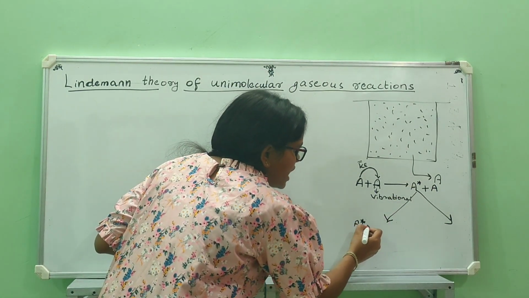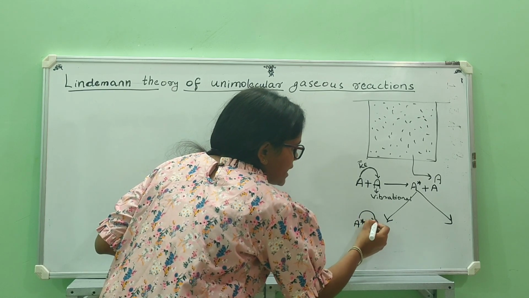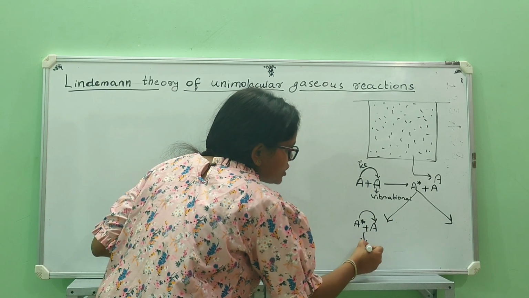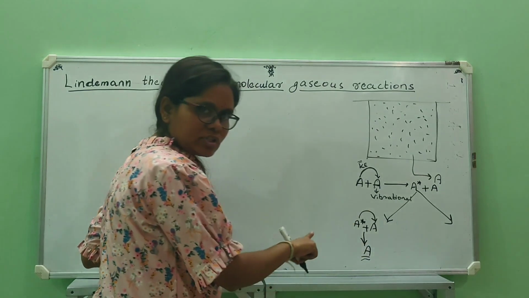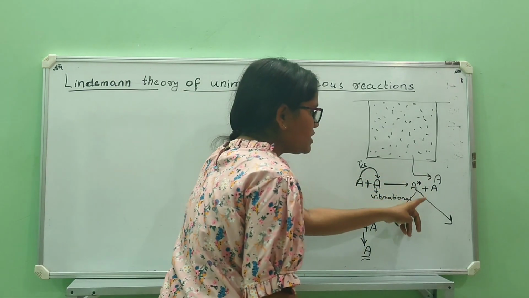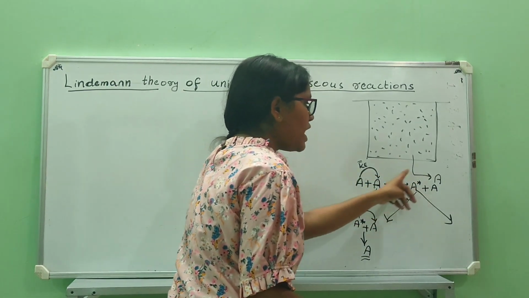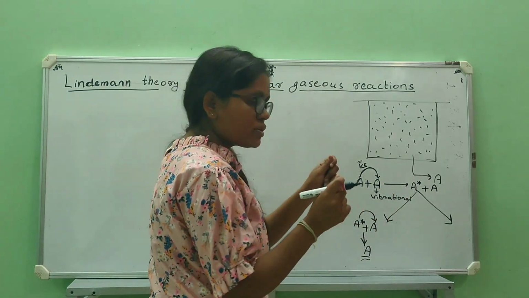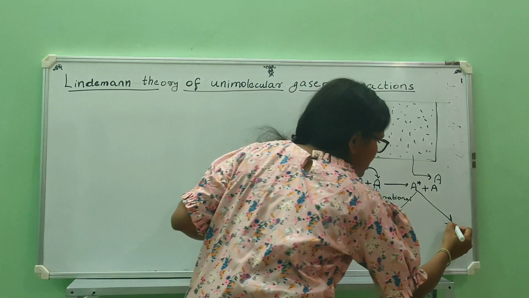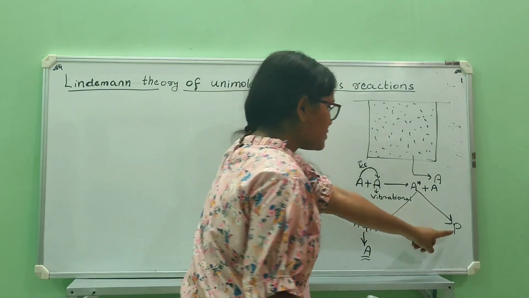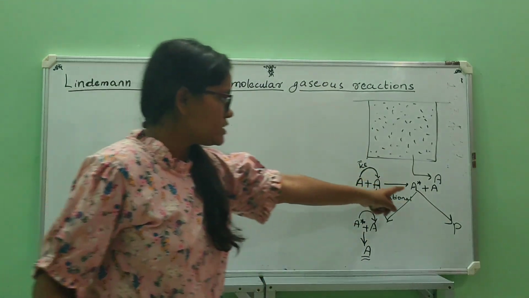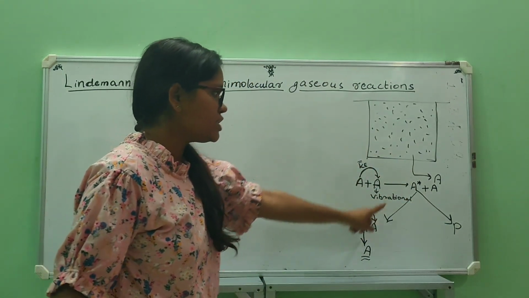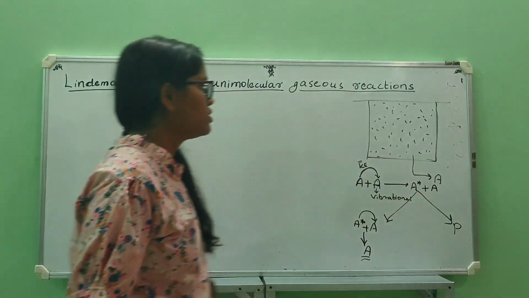It can collide with another molecule, lose its kinetic energy and come back to its original state. So this is one possibility. The other possibility is that at this higher vibrational energy, the bonds of A star might break and form products. So A star can come back to its original state, or A star can give product.